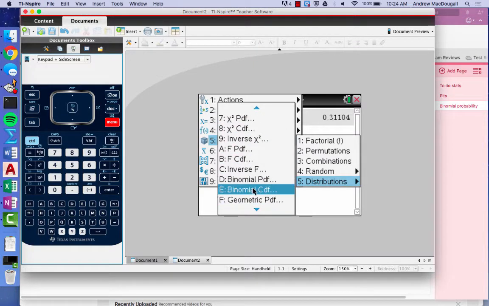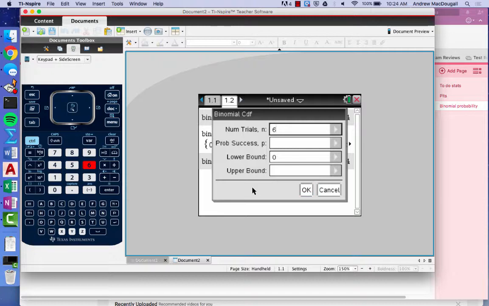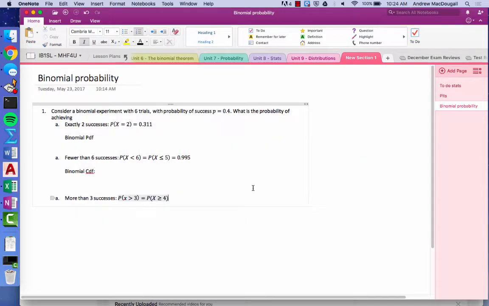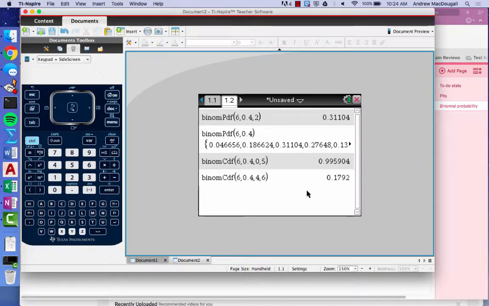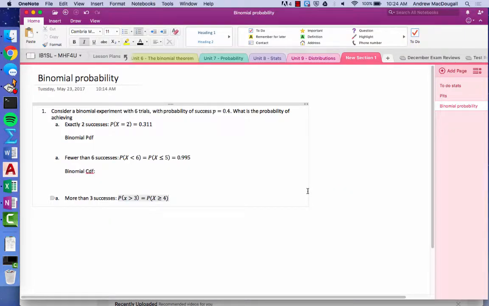Where is it? There it is. Binomial CDF. 6 trials. Probability of success 0.4. Lower bound. So what do we want? We want 4 or more. So it could be 4, and at most it could be 6 because there are only 6 trials. The probability of that is 0.1792. So those are the 3 kinds of ways to do binomial probabilities on your calculator.